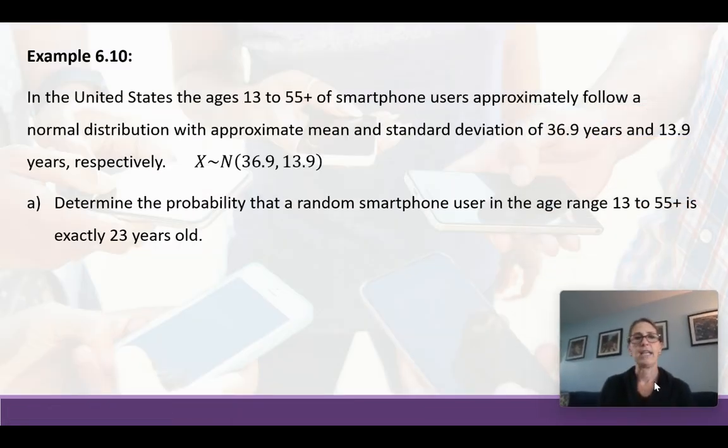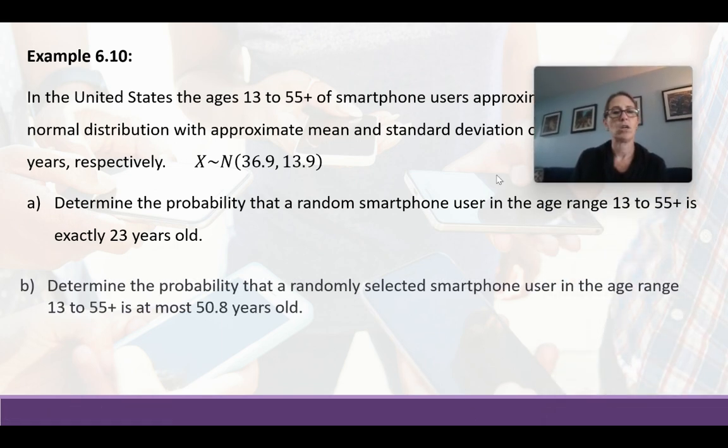So in the United States, the ages of 13 to 55 plus of smartphone users approximately follow a normal distribution with an approximate mean and standard deviation of 36.9 years and 13.9 years respectively. So we're going to determine the probability that a random smartphone user in that age range is exactly 23 years old. So remember, our exactly problems are equal to problems, and that's the only time we use the word false.